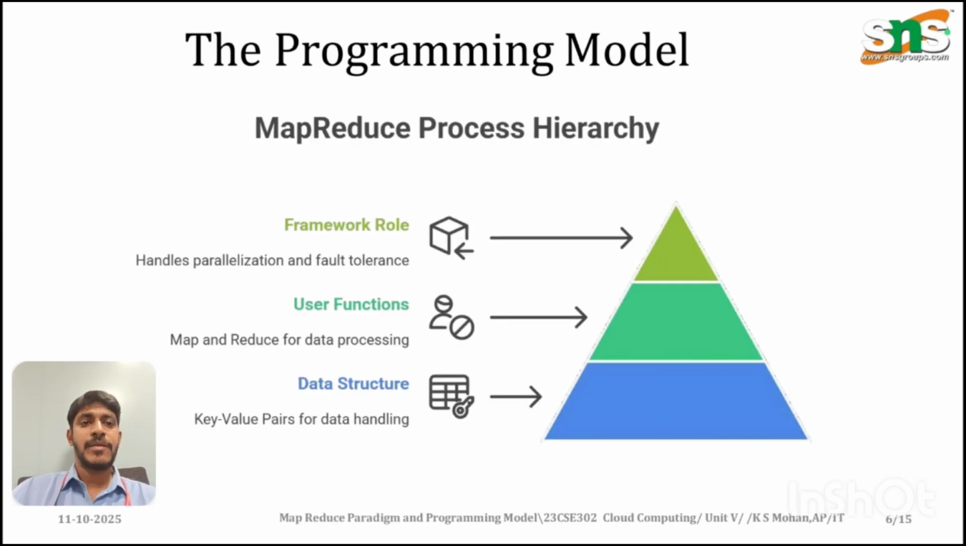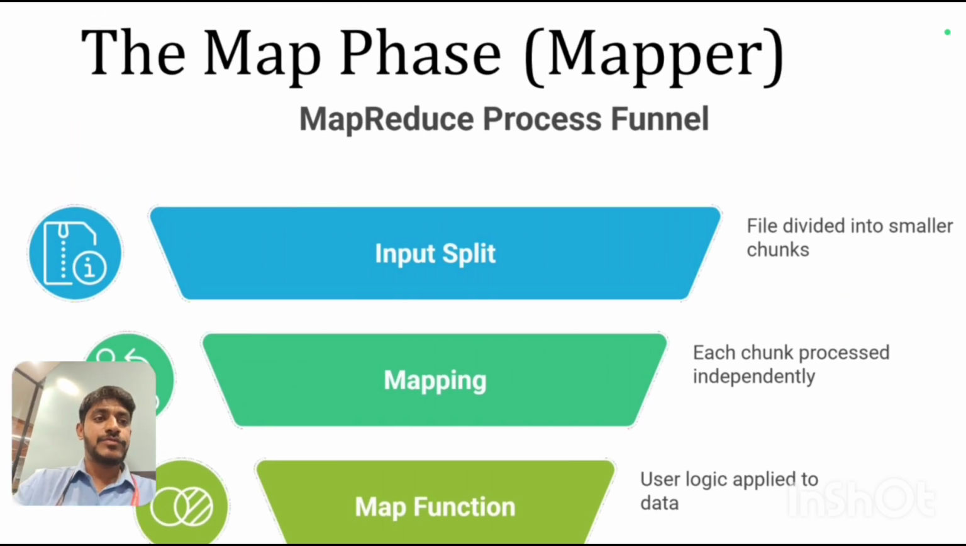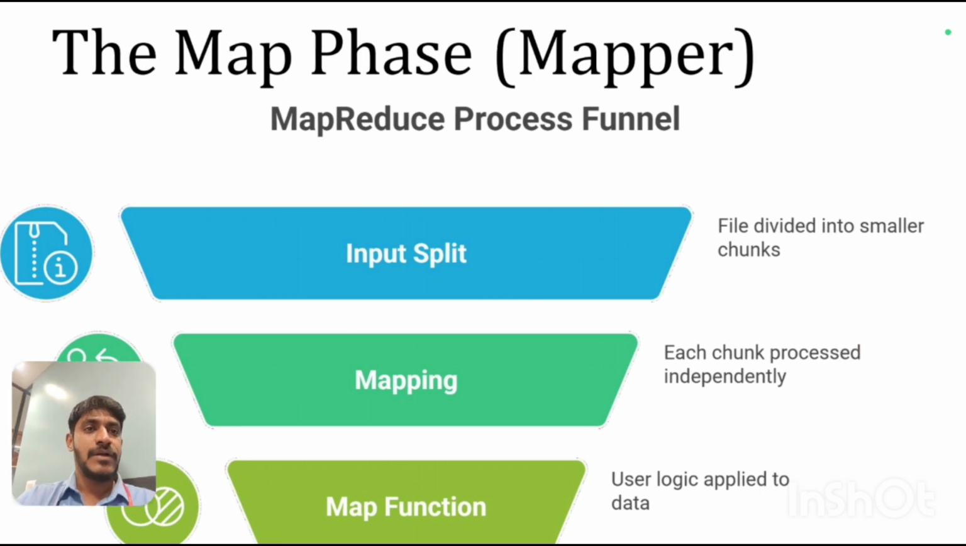We are studying the MapReduce programming model hierarchy: the framework, roles and user functions, data structures and other values we use here. The MapReduce process hierarchy plays a vital role in today's era. In the program, the map phase is the mapper. In the picture we can see the MapReduce funnel inputs: the file is divided into smaller chunks. The MapReduce concept is dividing large units into simple units so the problem is solved, and finally we get the solution. So we have the MapReduce mapper.